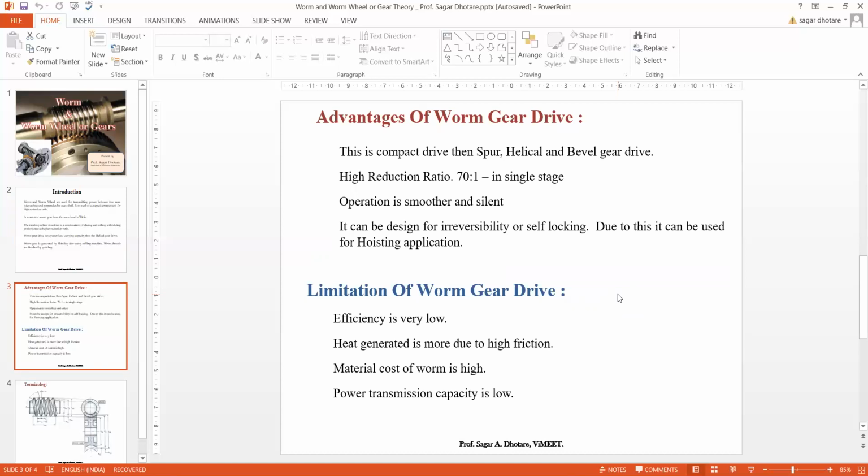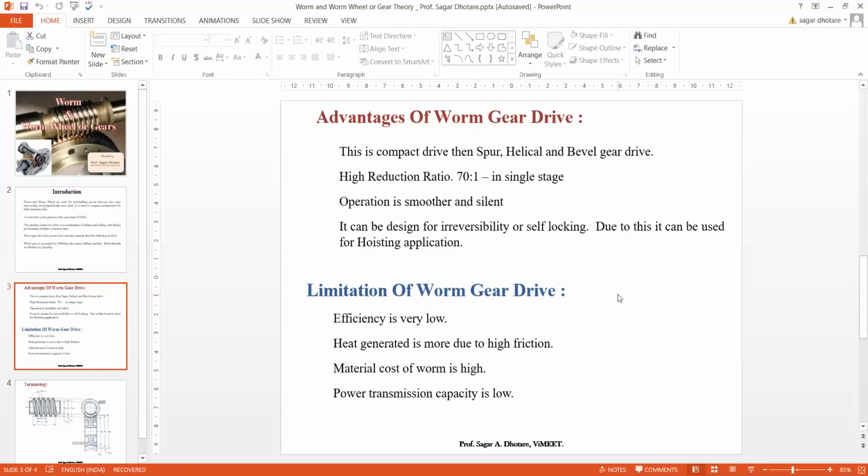Next, the limitations of worm and worm wheel are as follows. The first one, efficiency. As there is a lot of friction, the power they are creating is exhausted in overcoming the friction. That's why the efficiency of this drive is very low. Because of high friction, a heat generation problem occurs with this drive.